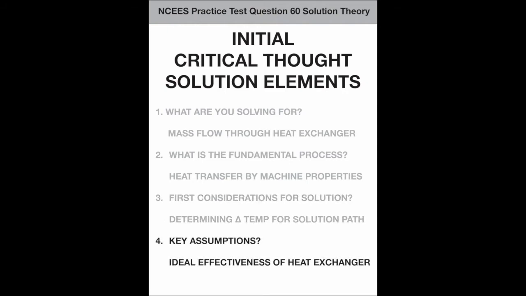4. Are there key assumptions? Ideal effectiveness of the heat exchanger.